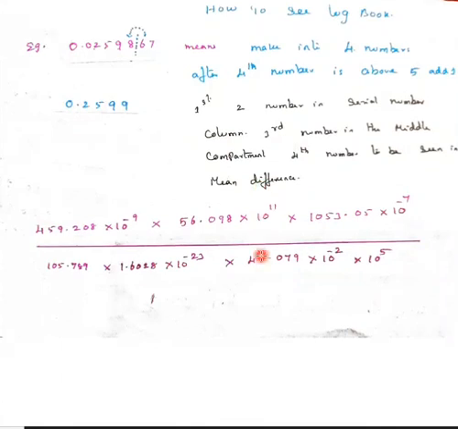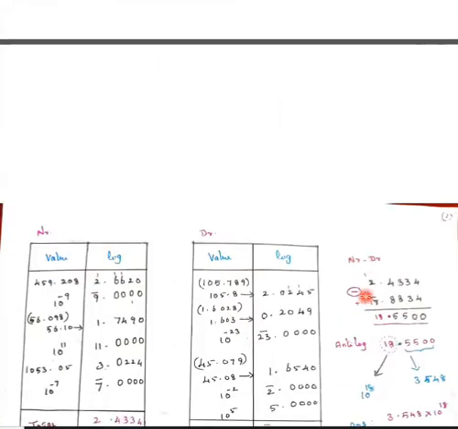Now I have given a simple sum, that is 459.208 into 10 to the power of minus 9 and 56.098 into 10 to the power of 11 and 1053.05 into 10 to the power of minus 7 is the numerator, and the denominator I have given. How to take the log value, let us see. Here first we should add all the numerator values and then find the log value of the denominator value, and then you subtract both.